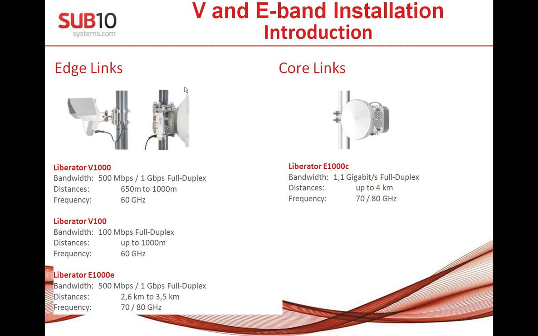In core, sometimes you need an even longer connection than what is possible through our E1000E system. We have a system called E1000C. The difference between E and C is mainly in maximum transmit power output. The E system is limited to 6 dB, and the C system is limited to 20 dB. Again, same approach: you have 30 and 60 centimeter antennas available.